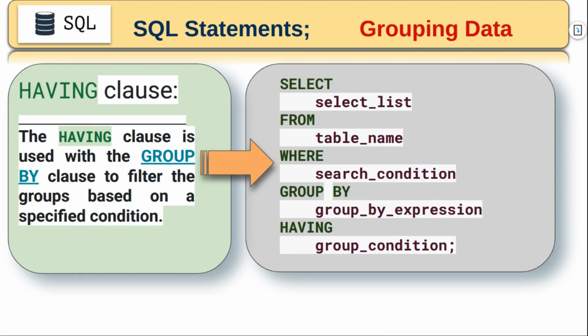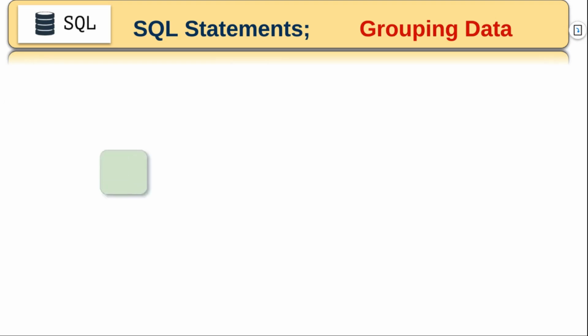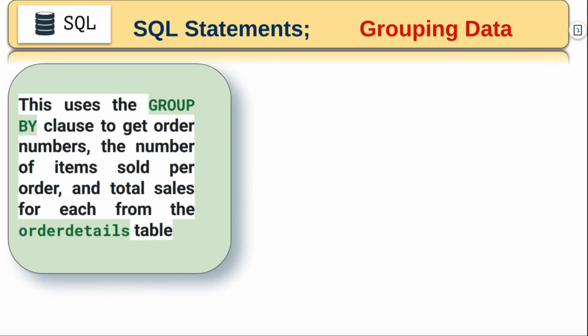Now the having clause, as we discussed previously, is used to impose the group condition. Let's take up one example to understand it clearly.